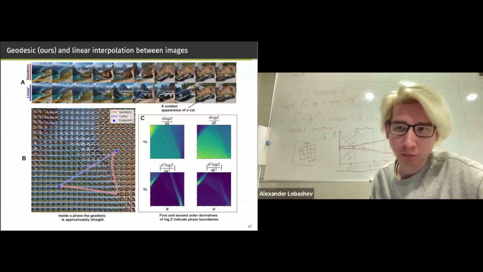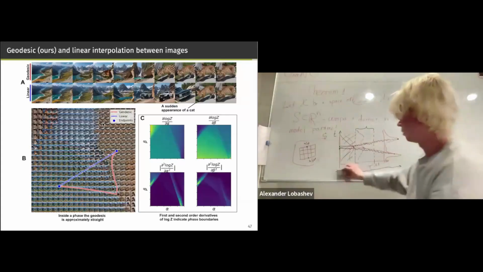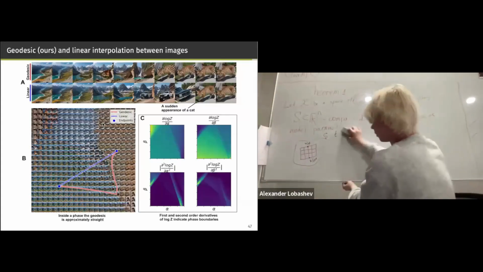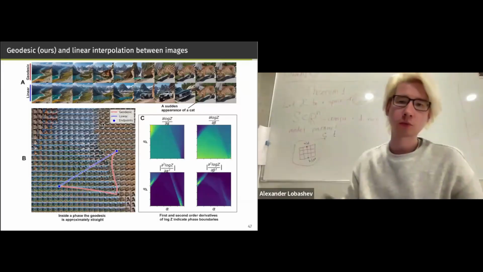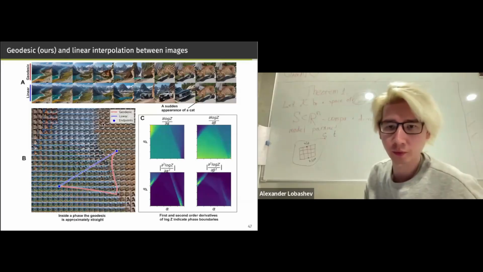Actually, about this interpolation, I would like to ask something. Could you please give us a bit more intuition on how this geodesic was computed? Like, what is the mechanism? Because it is non-trivial that it chooses such a way, like it chooses the point on the phase boundary.